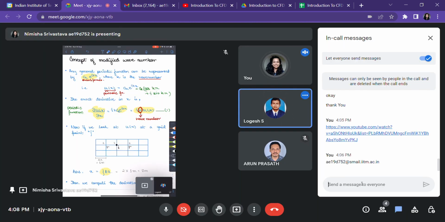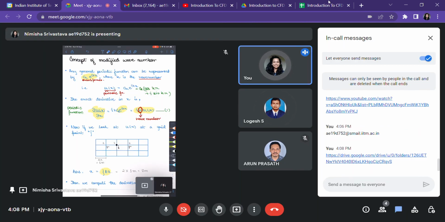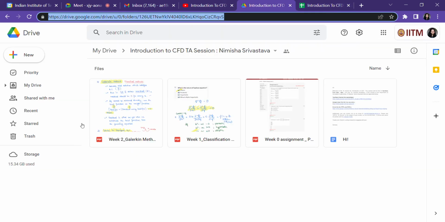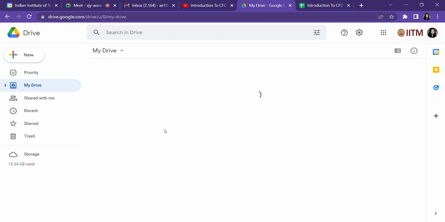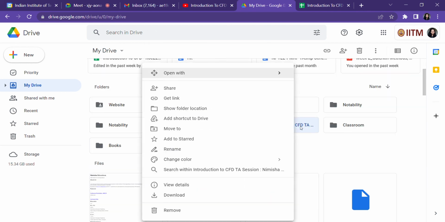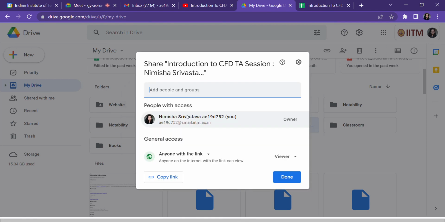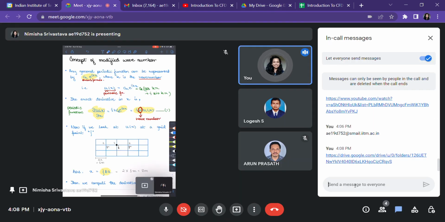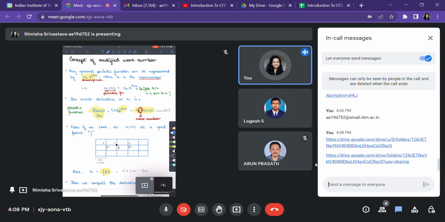I have given the address from my drive. I'll check whether it's secure or not. I do not think it's secure, but I'll just check it again. Just a second. I'll get the link. Anyone with the link, yes. Copy link, done. So I'm sharing the link again in the chat box. Open that, and you'll be able to find all the resources, whatever videos and all I'm making.